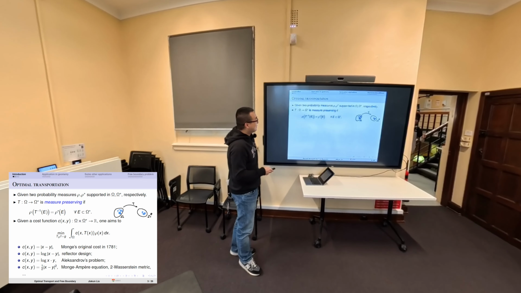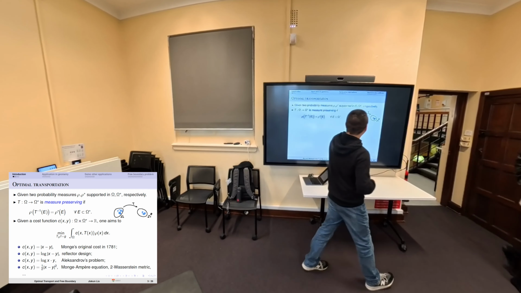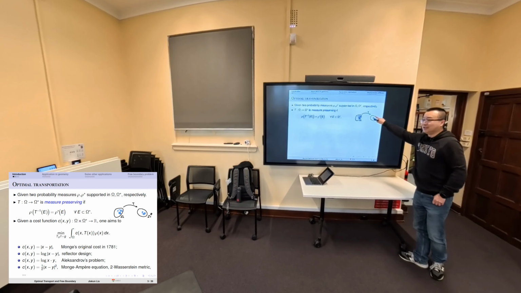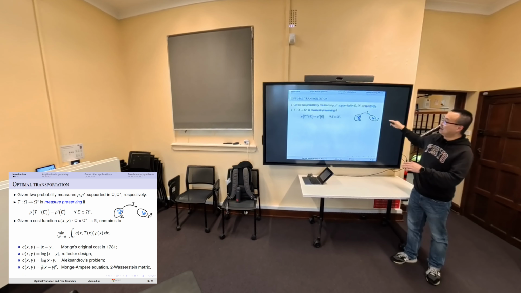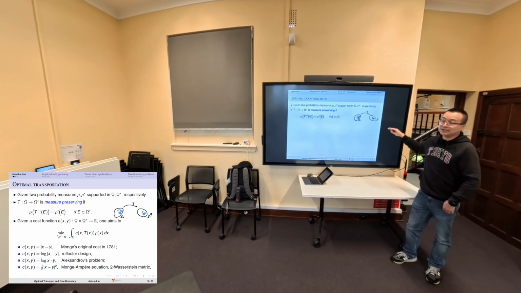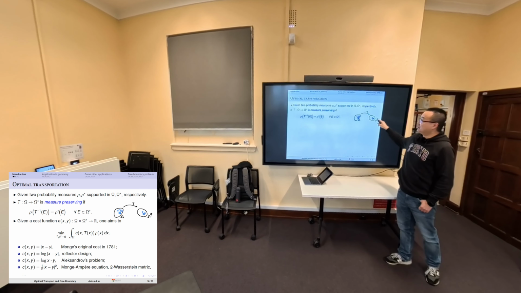Imagine we have an initial domain, omega, and we have a target, omega star. Over omega, we have some kind of distribution, which I'm assuming is given by a probability measure rho. And on omega star, we have a different distribution, given by a probability measure rho star.